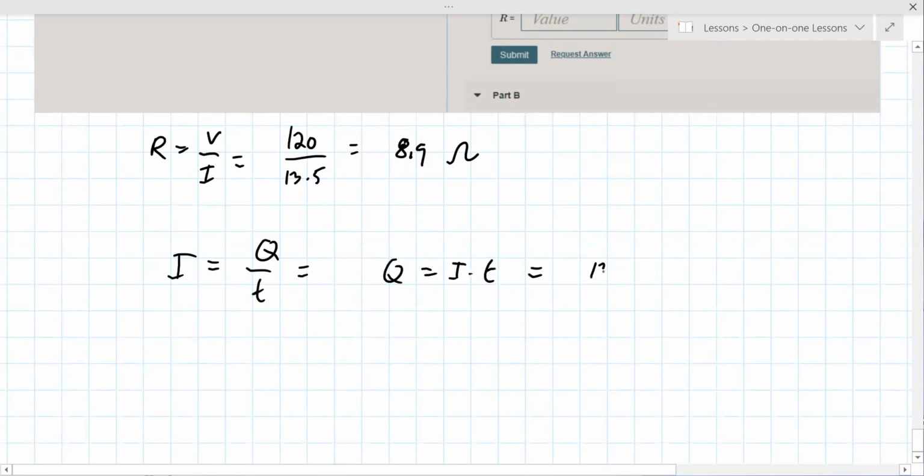We know that I is 13.5, and we know that it's 12 minutes, but we have to convert minutes to seconds. So in 1 minute, there's 60 seconds. So you have to do this multiplication here to get the Q. 720 times 13.5. Yes. 9,720. What's the units? Coulombs.